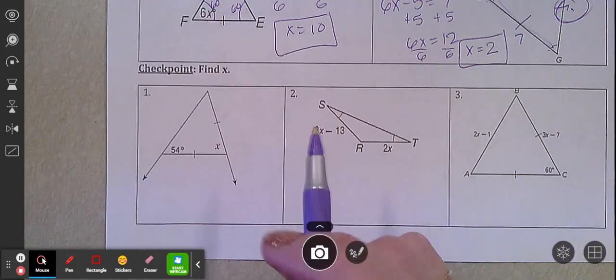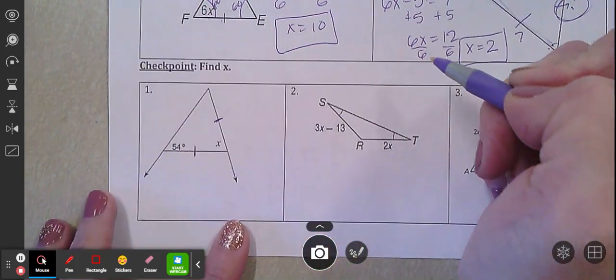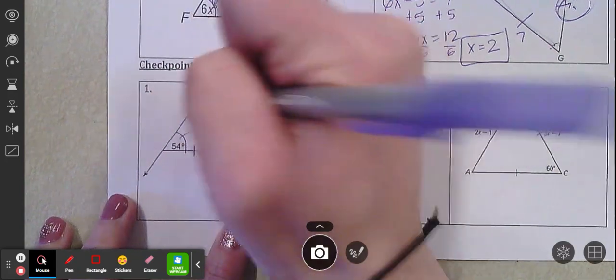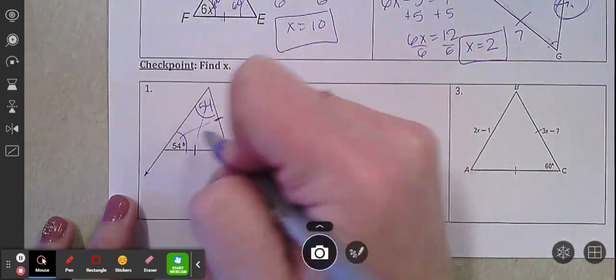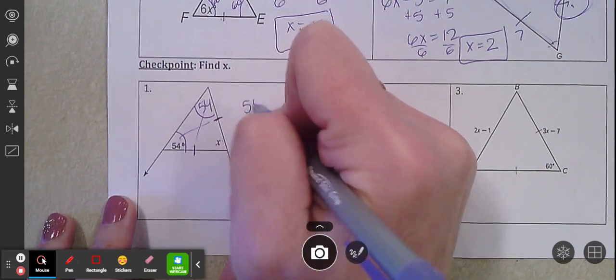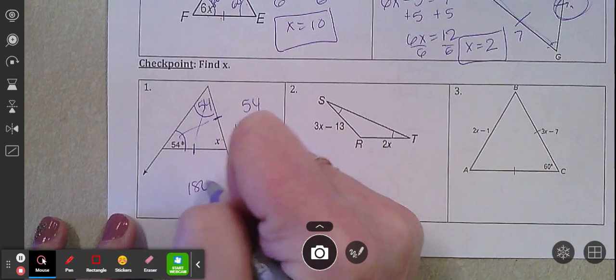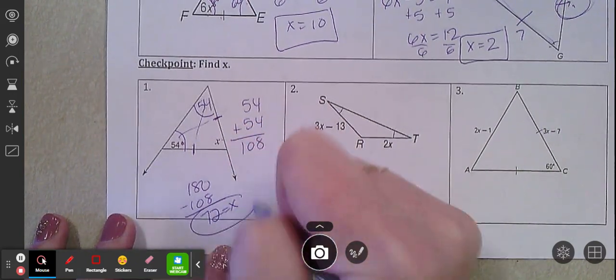So number 1, remember that if these two sides are the same, we need to figure out which two angles are the same. It's the angles that are opposite the sides. So this one and this one would be the same. So if this one's 54, that one's 54. So to find x, these three add to 180. So if we add 54 and 54, that's going to be 108, and then subtract that from 180. So x is going to be 72.